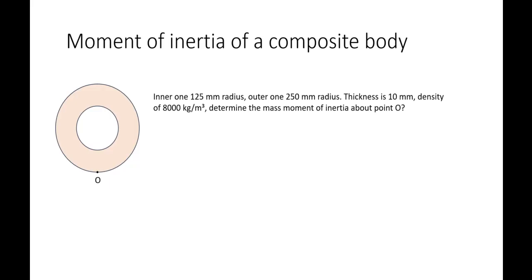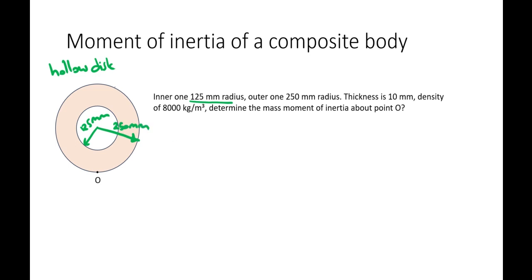Okay, so we have a simple problem here. It says there are two, this is a hollow cylinder. That's a disc instead of cylinder. And then the smaller one has a radius of 125 mm. And then the bigger one has a radius of 250 mm.